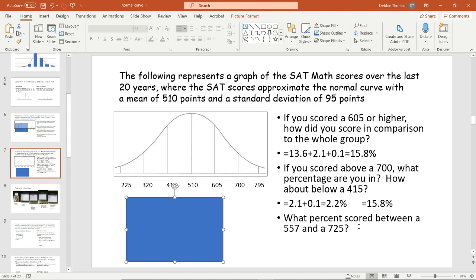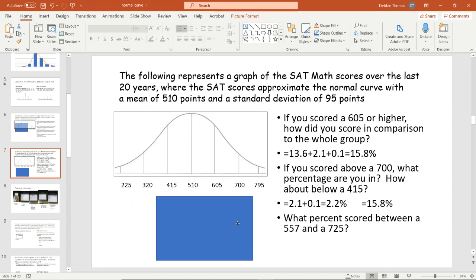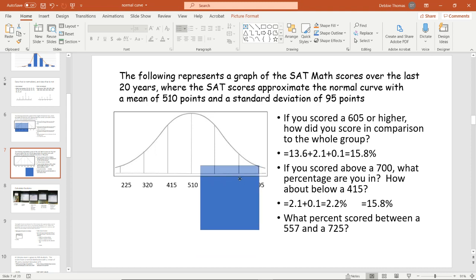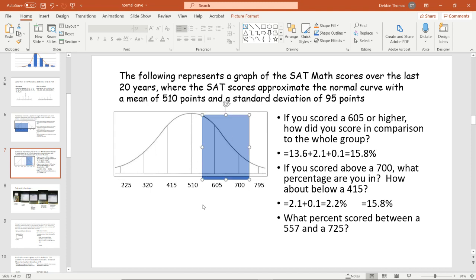So what percent scored between a 557 and a 725? And that's a little bit weird, right? Because I don't have those numbers as standard deviations. So here, well, not even that, even tighter than that, okay. Here-ish. And I don't have those deviations. Remember, we ran into the same problem with the z-score, and we had to actually use the formula instead of the deviation marks to figure it out. Same thing happens with the normal curve.